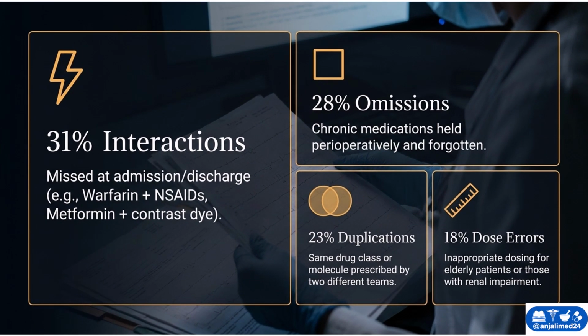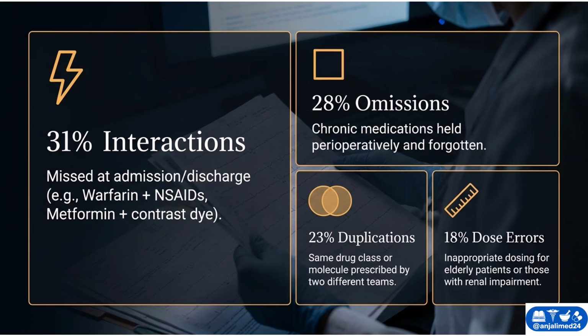High-risk medication error categories. Medication reconciliation failures are not random events. They follow a predictable pattern. This slide highlights the four most common categories of preventable medication errors identified during hospital admission and discharge transitions. The first and most dangerous category is drug interactions. Nearly 31% of medication reconciliation errors involve missed interactions. These often occur when chronic medications are not cross-checked against newly prescribed therapies.